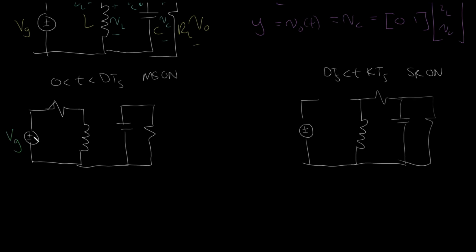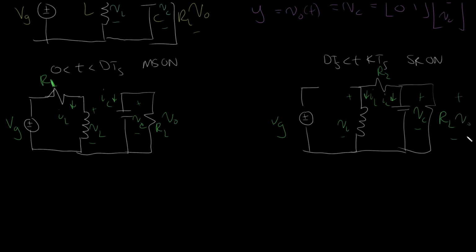We have VG over here. We have V out. This is R1. This is IL, VL, VC, IC. And very similar over here, right? I wrote RL. This is R1. This is R2. This is VL, IL, VC, IC. This is RL. Our load resistance is RL, and we have V out. So let's start writing our equations.